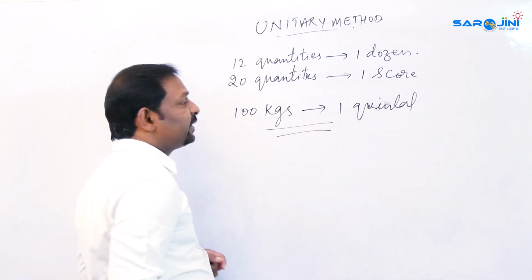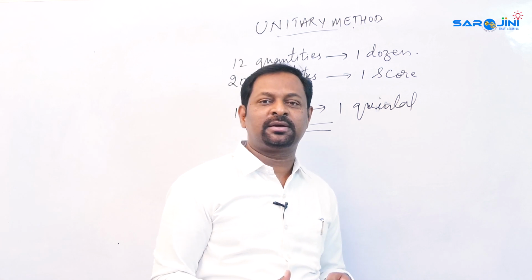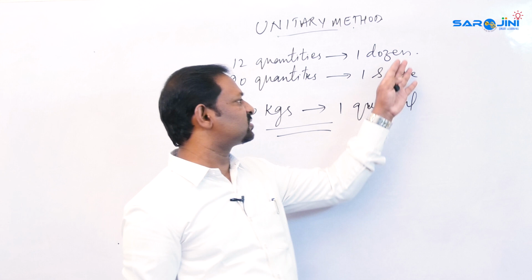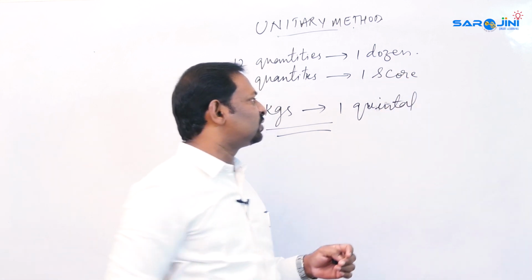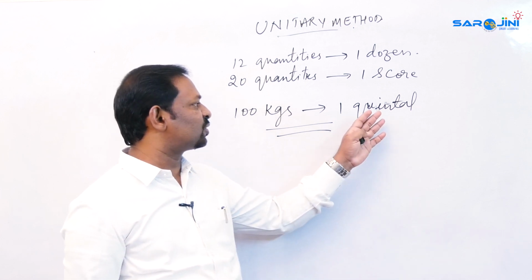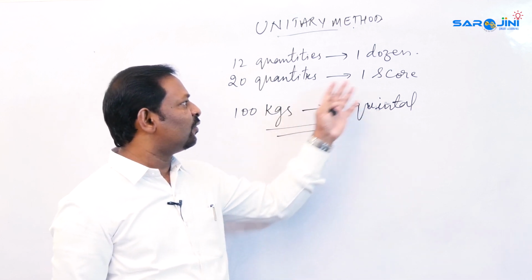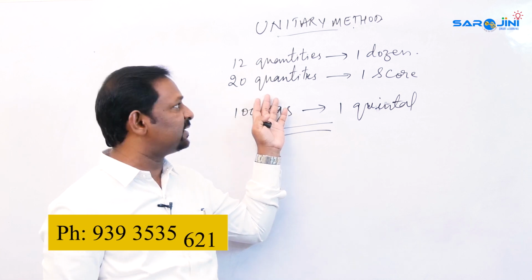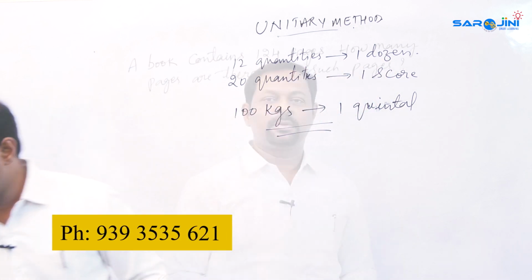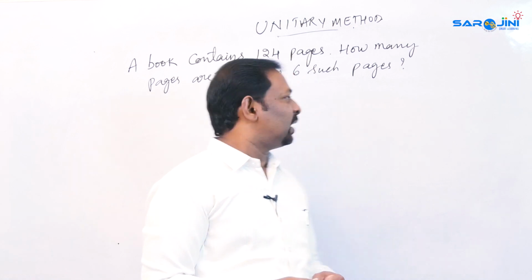So generally in our unitary method calculations, words like quantities, dozens, scores or quintal will come across, so you don't get confused. 1 quintal is nothing but 100 kgs. 1 score is nothing but 20 quantities. And 1 dozen is nothing but 12 quantities. Okay, so here is one more example.